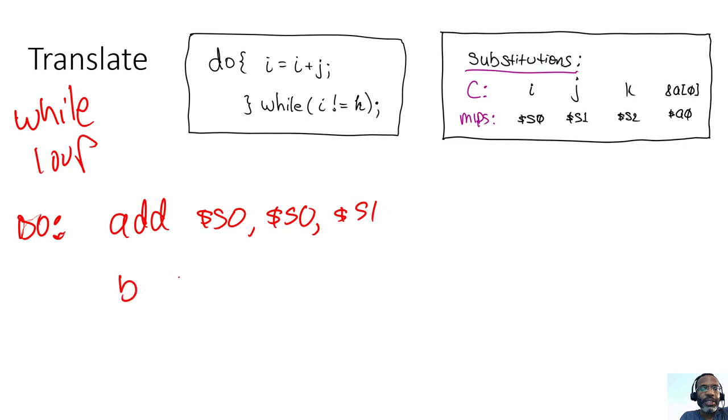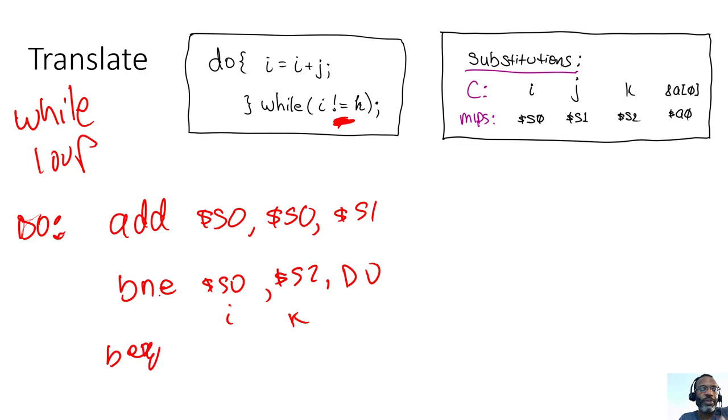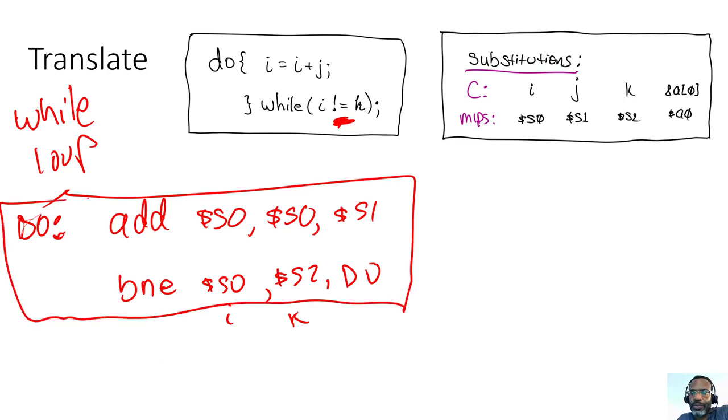So for the test here, let's do the branch if not equals. And we're comparing I and K. So that's going to be the S0 and the S2. So if I is not equal to K, then we want to go back up to the top. So when it comes to do while loops, we will find that it's often convenient to use the logic that's here. If this is not equals, you'll see that a not equal, B and E, makes this a little bit easier. Certainly, we could have used a branch if equals, and it would have been a bit more convoluted. But this is arguably the easiest translation of that do while loop.